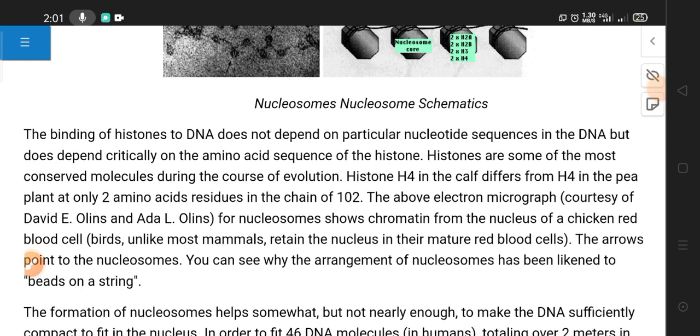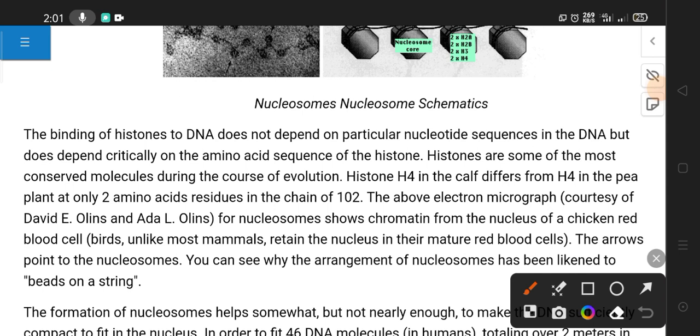The binding of histones to DNA does not depend on particular nucleotide sequences in the DNA but does depend critically on the amino acid sequences of the histones. Histones are some of the most conserved molecules during the course of evolution. Histone H4 in the cow differs from H4 in the pea plant at only two amino acid residues in the chain of 102.